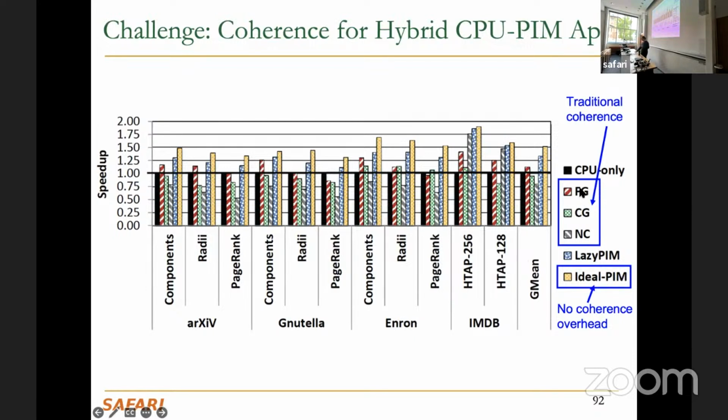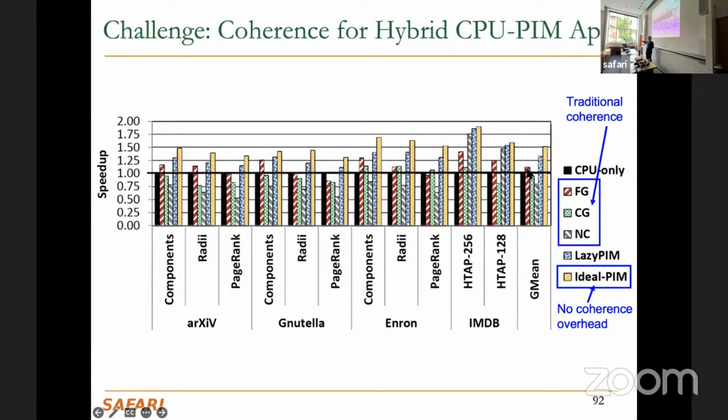And you can see that traditional coherence mechanisms sometimes even reduce performance. For example, if you use non-cacheable, if you don't cache the parts that are touched by the processing in memory instructions, if you don't cache that data, then this is very bad for performance. But that's one way of ensuring coherence. Coarse-grained coherence means that you lock a large portion such that the CPU doesn't access it, or when it wants to access it, it needs to get that lock. Fine-grained coherence means it's very similar to existing coherence mechanisms.